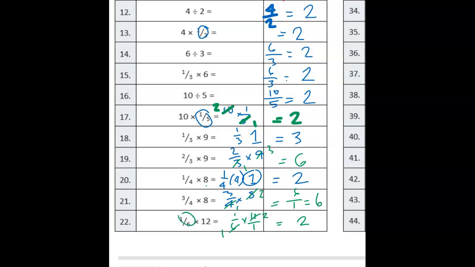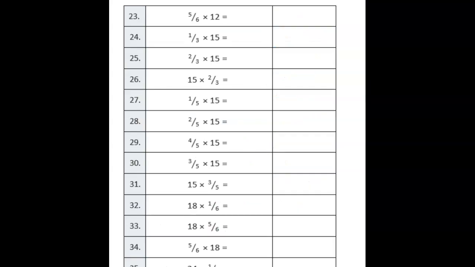Or you could look at it as 1/6. Well, it takes 6 sixths to get to 1, and another 6 sixths would be 12 times. All right, number 23, we have 5/6. I can cross cancel here. 6 goes into 6 1 time, 6 goes into 12 2 times. That would be 10. 1/3 goes into 15. Again, here I think I'm just going to start using the cross canceling. I know 3 goes into 3 once, 3 goes into 15 5, 5.